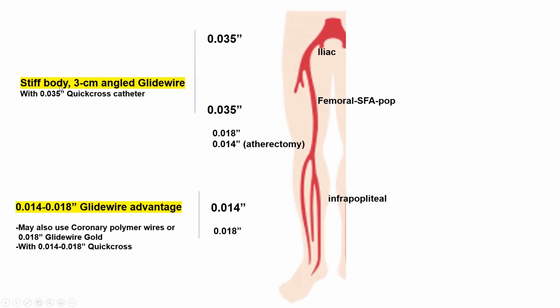The most common wire is that stiff body angled glide wire with 035-inch support catheter. Below the knee, my favorite 014 and 018-inch wire is what we call a glide wire advantage. It's a glide wire at the tip, or in the last 20 centimeters of it, but it's a stainless steel body. That's the glide wire advantage. But you can also use coronary polymer wires like Fielder FC, Fielder XT, Confianza, or Astato. And you can use the 018-inch glide wire gold, which is a full glide wire.